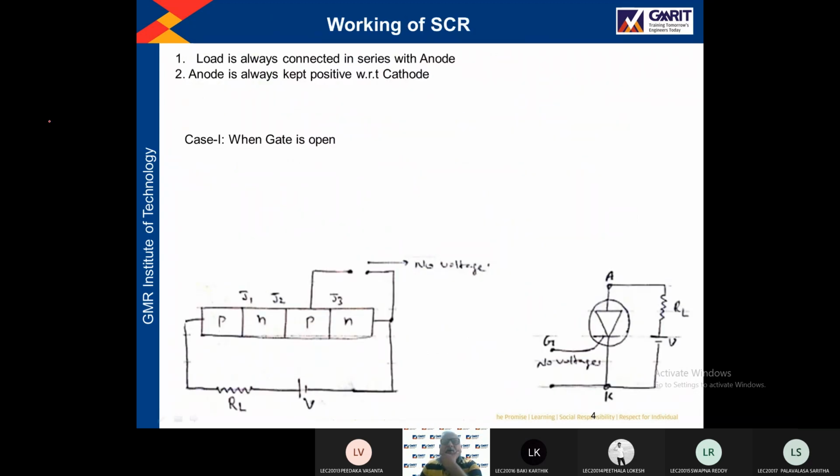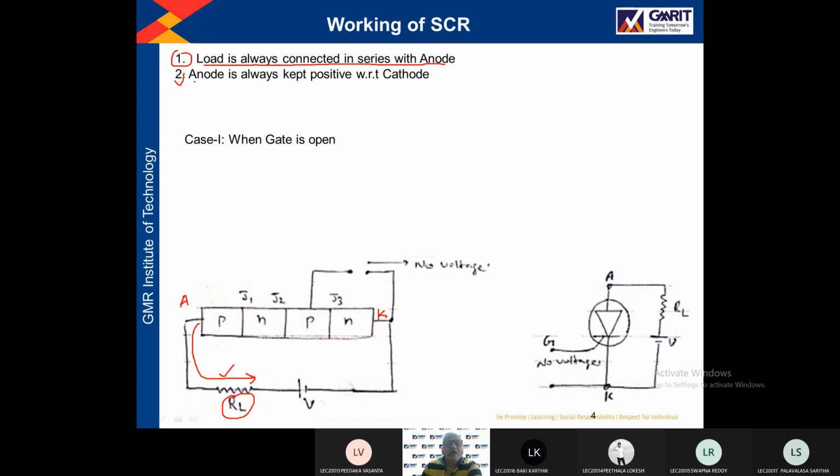Now we see the working of SCR under three cases. First thing you must remember, load is always connected in series with anode. You have to connect some load resistor. Where will you connect that load resistor? It must be connected in series with anode. See this example here. This is your anode. This is your cathode. I have connected this load resistor RL in series with anode, right here.